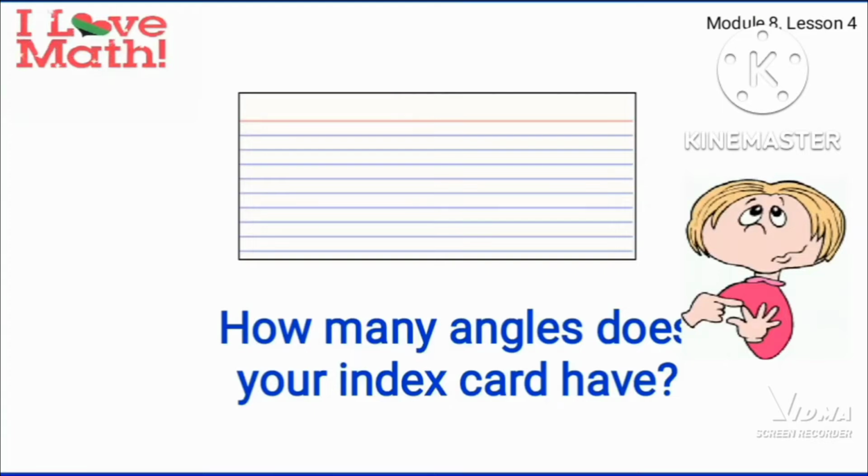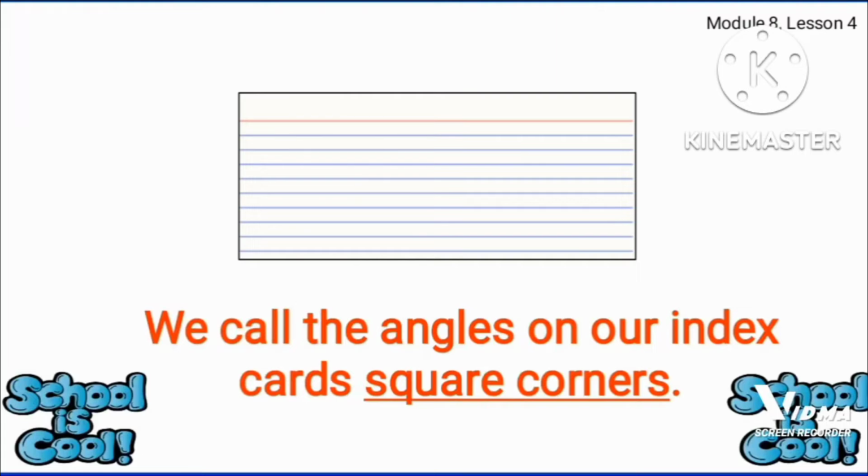Your paper will now have how many angles? Just leave it the way you folded it. Look at that card. How many angles does it have? You see, it is 4 angles. We call angles on our index cards square corners.